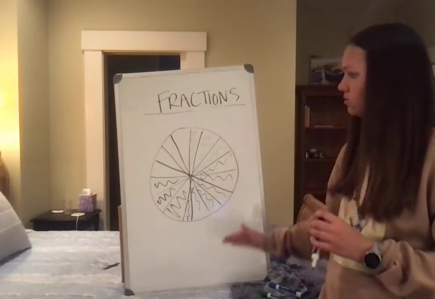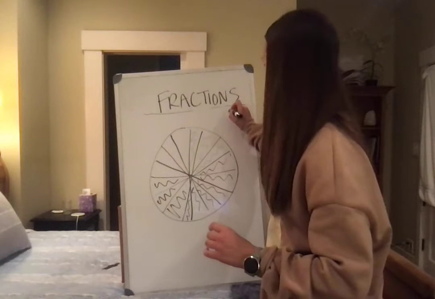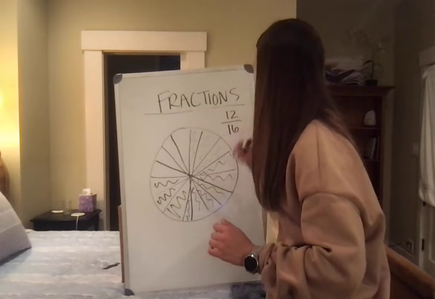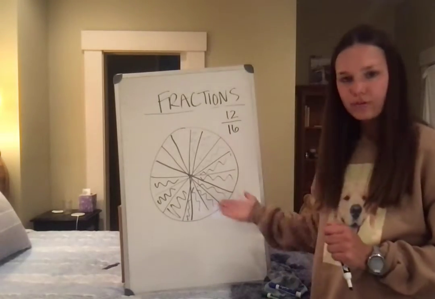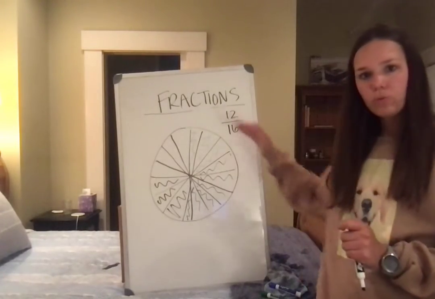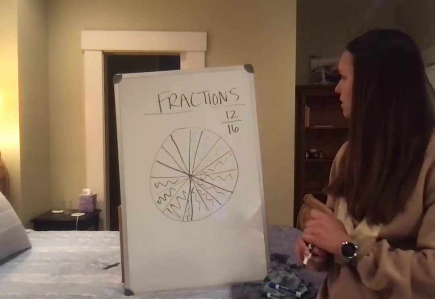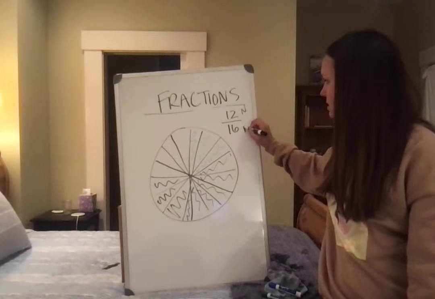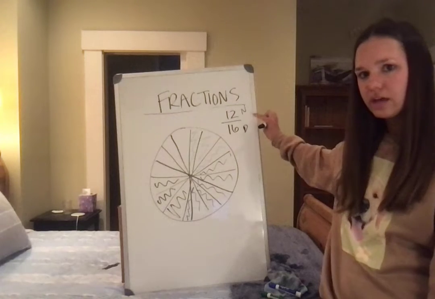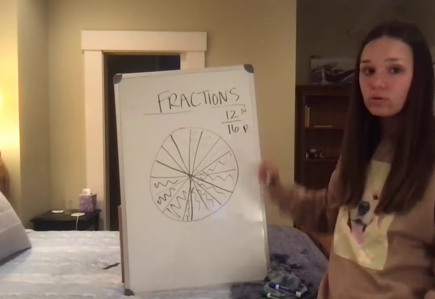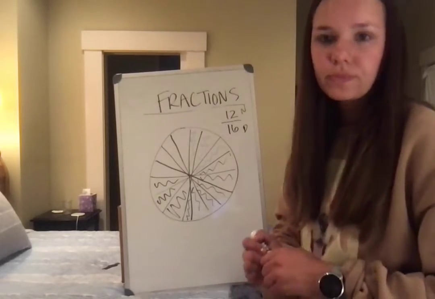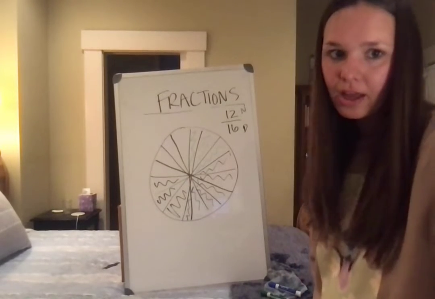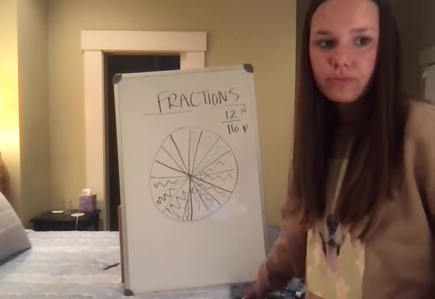So total, we eat 12 of the 16 pieces of pizza. So we ate 12 of the fractions of the whole pizza. Okay? So the 12 is the numerator and the 16 is the denominator because that's the pieces we had and that's how many there were total. Okay? So we only had 4 left, but we could take it to school tomorrow. Let's look at another example.